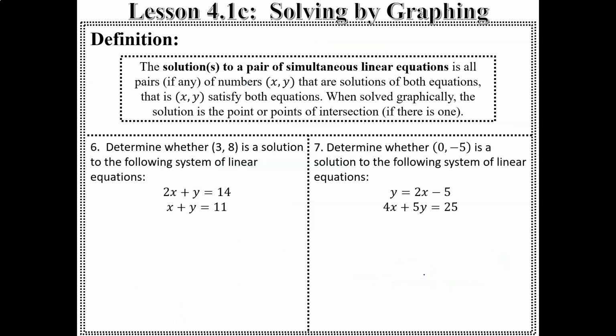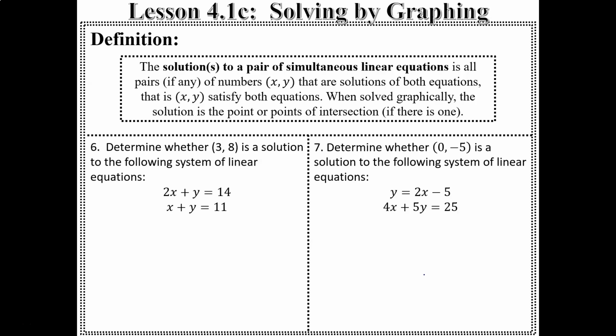All right. So in the box, it says the definition of a solution to a pair of simultaneous linear equations is all pairs, if any, sometimes you have no solution, of numbers x, y that are solutions to both equations. This is the xy value that satisfies both equations. When solved graphically, the solution is the point where they intersect, if there is one. Sometimes we're going to see that there are not.